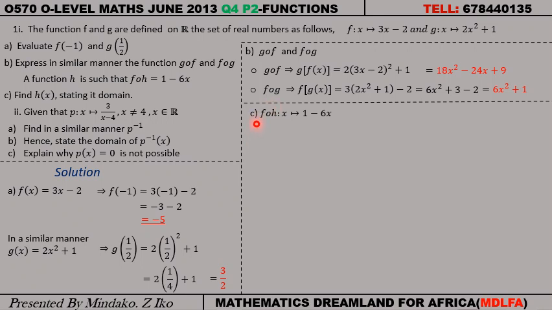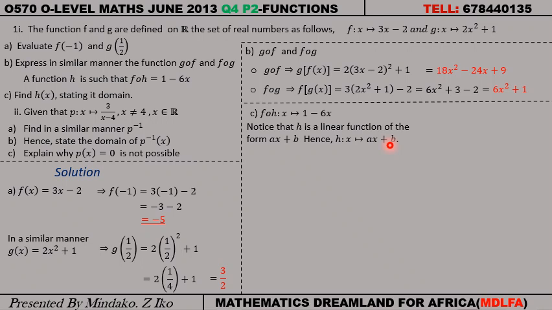For the c part, a function h is such that f of h equals 1 minus 6x. C says find h of x, stating its domain. So here we don't know h, but we know f, and we know that f of h is equal to this, so we have to find h. You have to notice that h is a linear function of the form ax plus b. Hence h is such that x is mapped onto ax plus b.